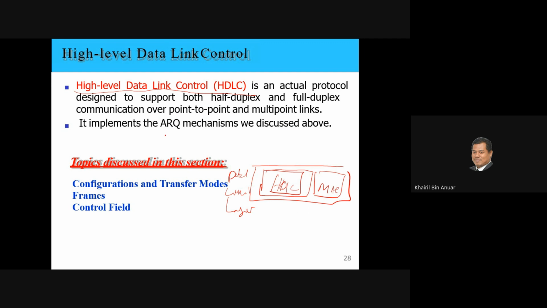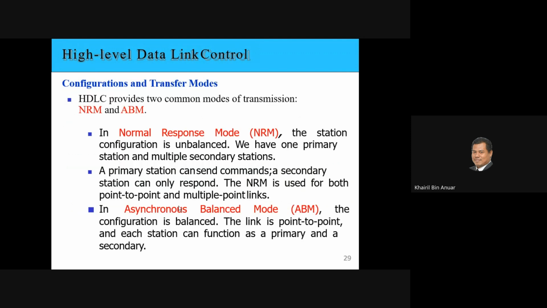Implement the ARQ mechanism as we discussed above, and we need to see the configuration, the transfer mode, the frames and control field. If you want to see the actual information, perhaps you can try to use Wireshark, go to the data link layer, and you can see all the specific parameters that are being used here.